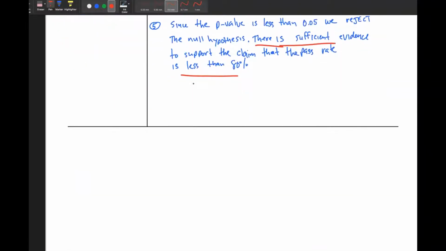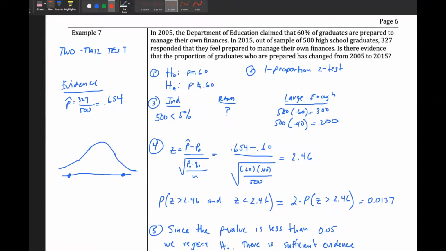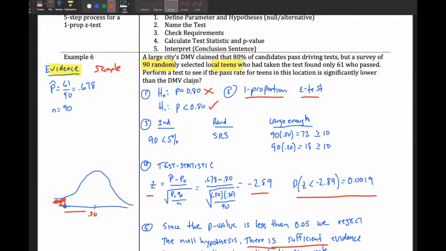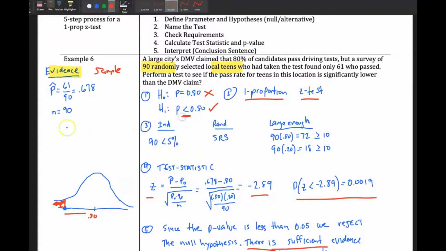We'll look at another example at least. I should make a note that again, since it's a less than, we call this a left tail test. Make sure you make a note of that for that one there, left tail.